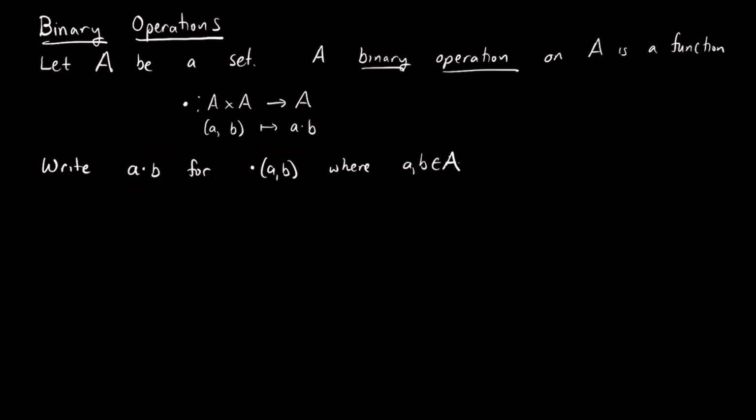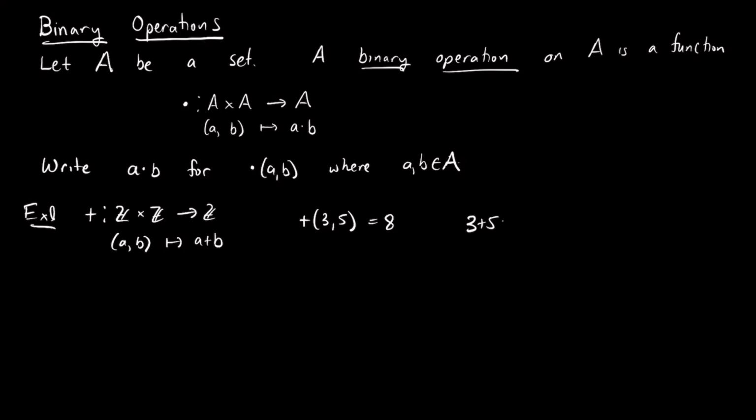So let's look at a few examples. The first example, a very natural operation we've been studying, is addition. And addition is an operation from Z cross Z to Z. And what does this operation do? It takes a pair of elements and it gives back their sum. So for example, we can write plus of 3 comma 5 is 8. And of course, normal people don't write functions this way. Normally, we just write 3 plus 5 is equal to 8. But this is an example of a binary operation.